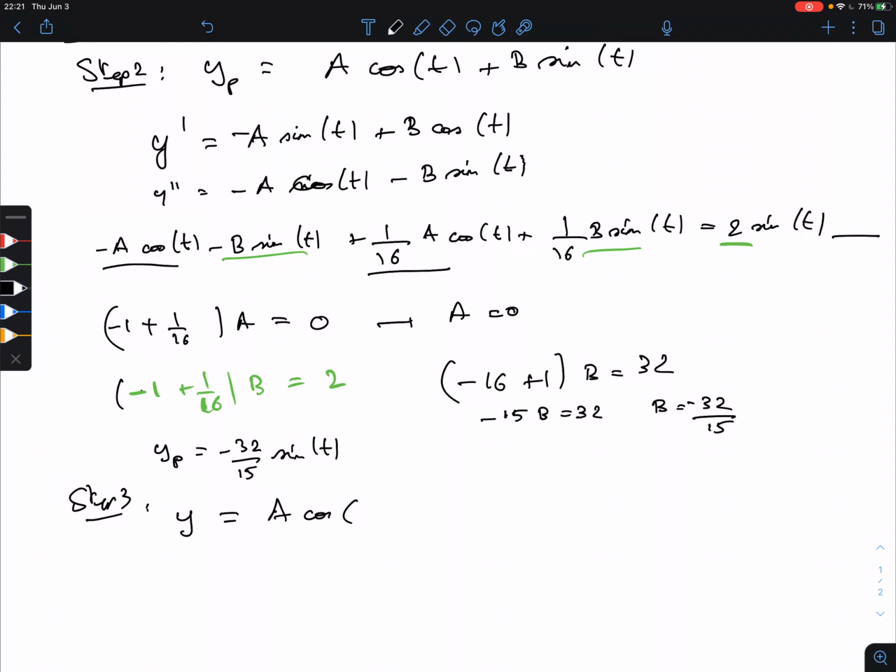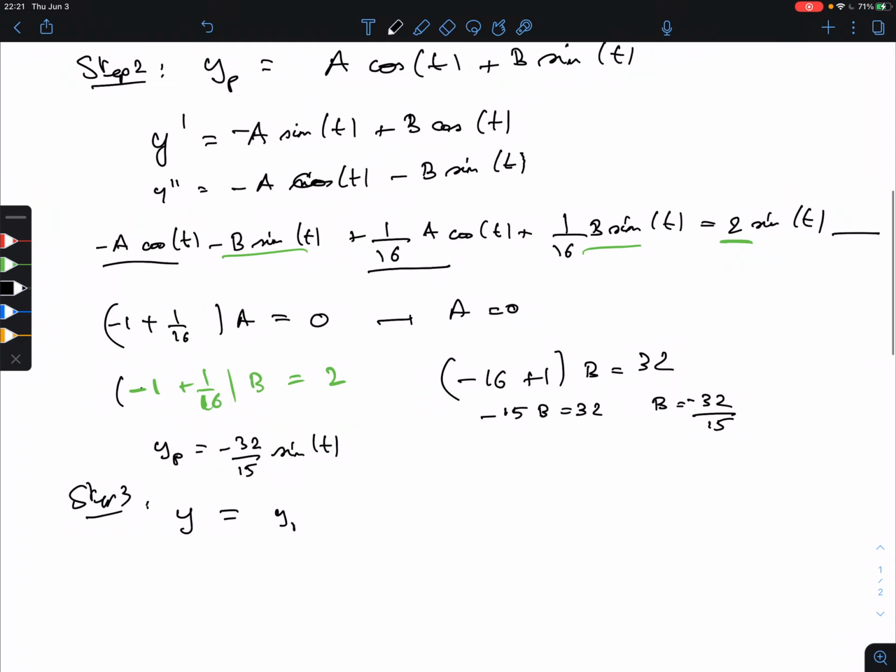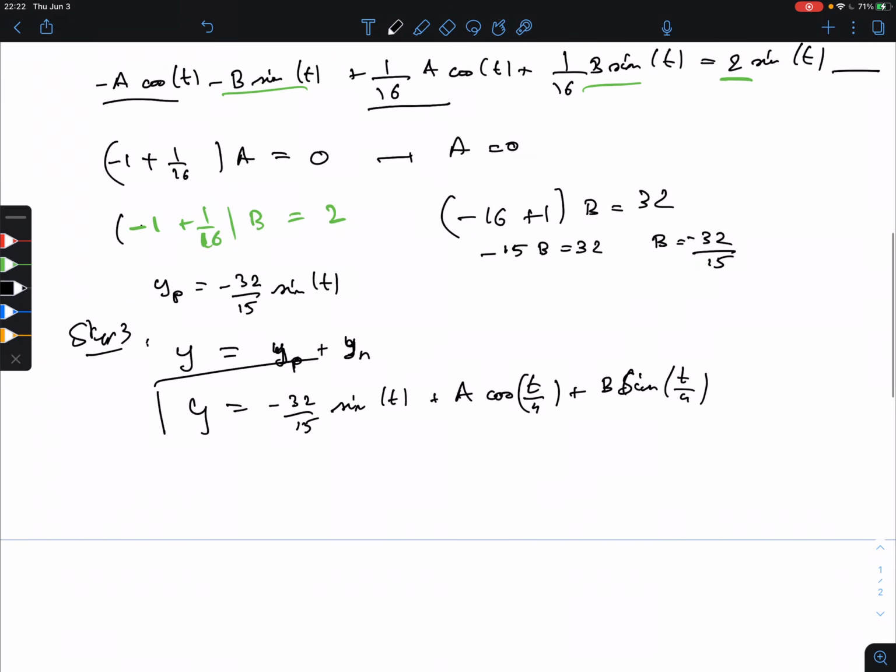So now we have to write this in terms of this natural frequency. Let me write down now. As the principle always, it's the particular solution plus the general homogeneous solution. The particular solution was minus 32 over 15 sine t, and the homogeneous solution was a times cosine t over 4 plus b times sine t over 4. Okay, that is y. So this is how the general solution looks.